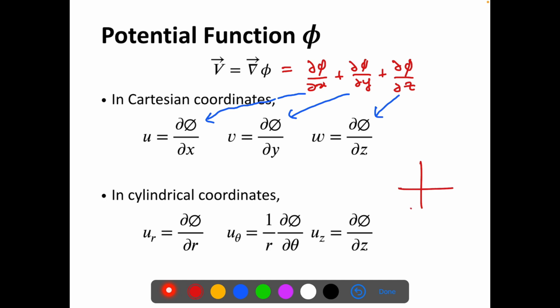If we have a flow like this, your U R is the radial component, and U theta is the tangential component. It's different for the XY plane, where you have U X and U Y.